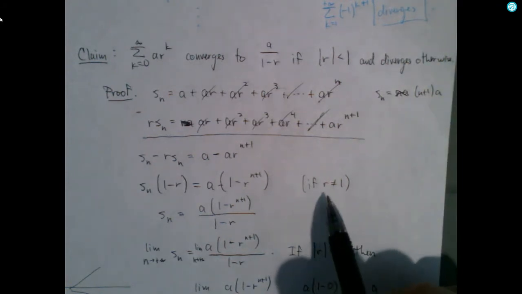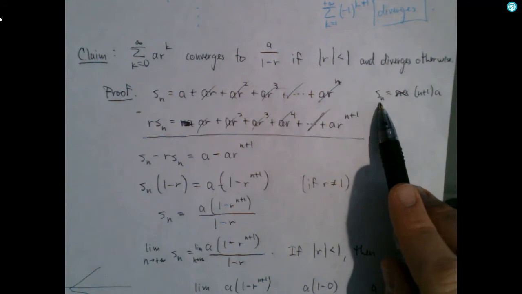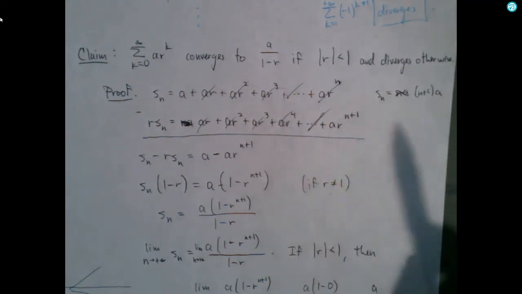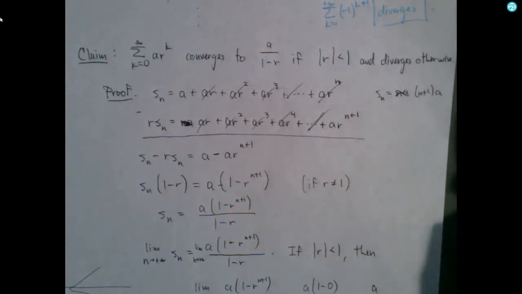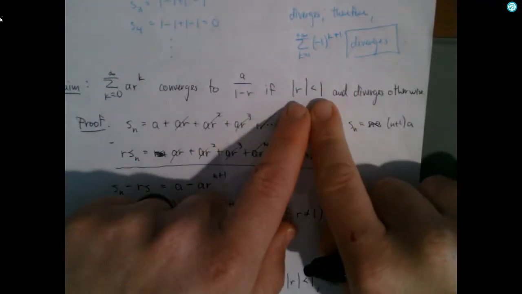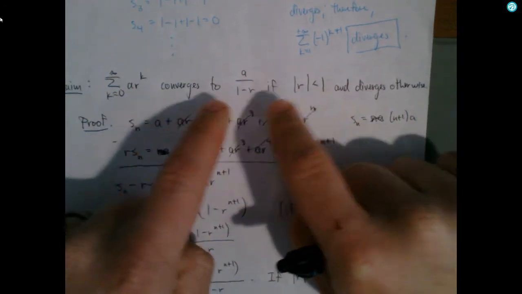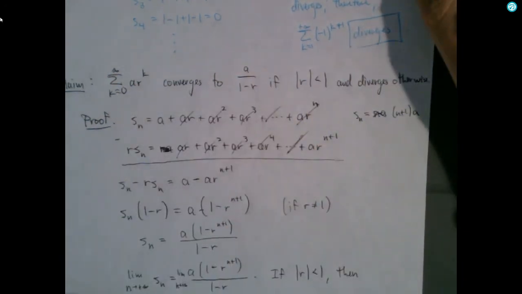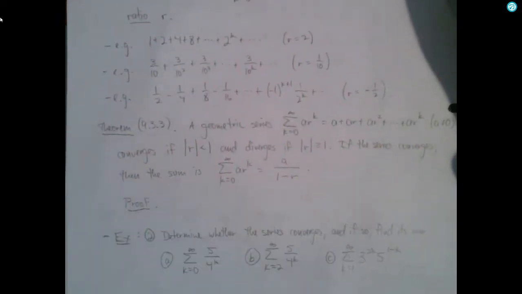So this is if r equals 1. The nth partial sum would be n plus 1 times a. Well, if you take the limit as n goes to infinity, this thing's going to go to infinity, right? So if r equals 1, then the series once again diverges. So it only converges if the absolute value of r is strictly less than 1, and then it converges to a over 1 minus r. It diverges otherwise, okay? So that's the proof of this fact.